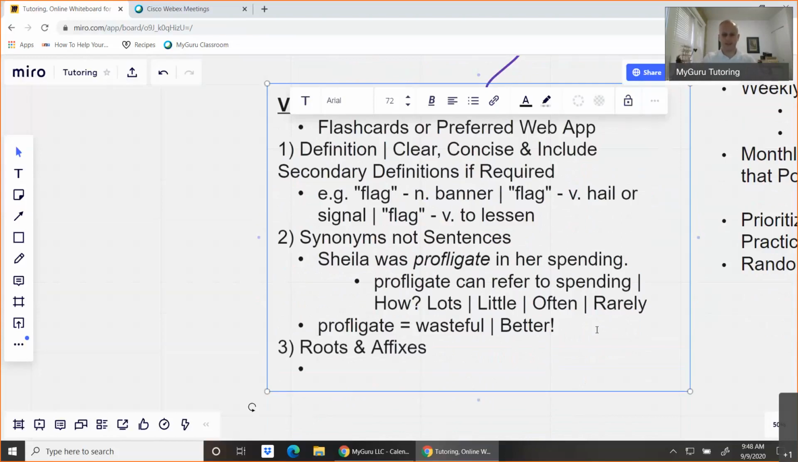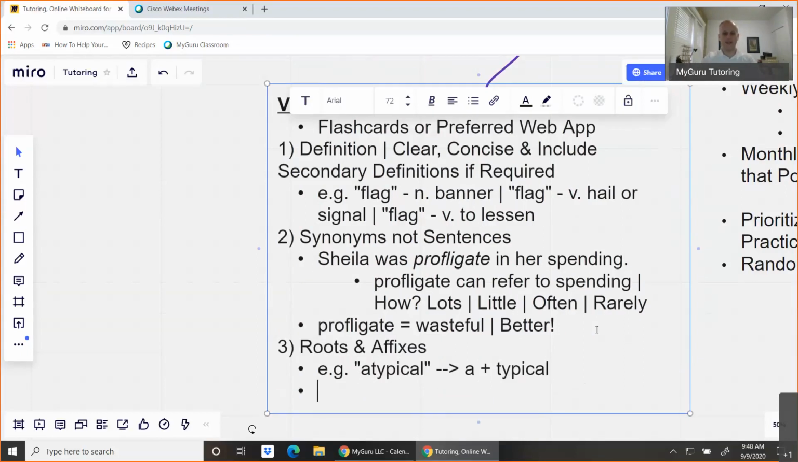So, for instance, if we see the term atypical, so if we see the word atypical, we can basically break that down into a plus typical. Pardon me. So we have to know, what does the root or the prefix a mean? Can anyone share what the prefix a means in English?